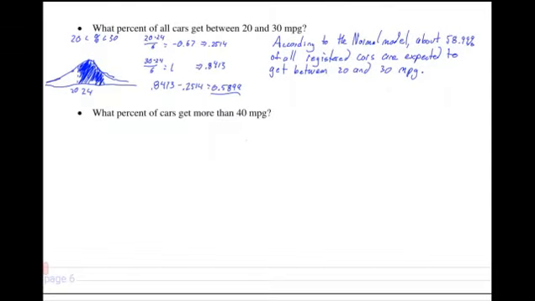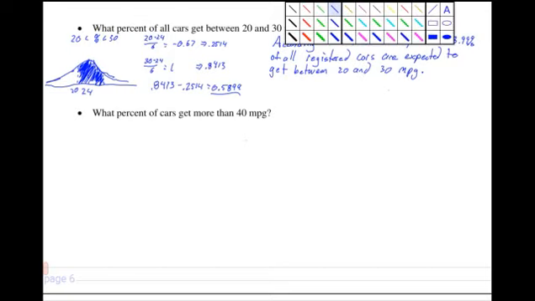What percent of cars get more than 40 miles per gallon? So, start by sketching our picture. Our mean is still 24, one standard deviation, two standard deviations, three is 42, so 40 is right about there, a very small amount. More than 40, so we're talking above the 40 mark this time. So we're shading to the right, not to the left. That's going to be very important.